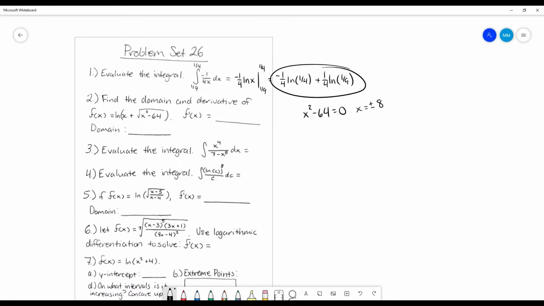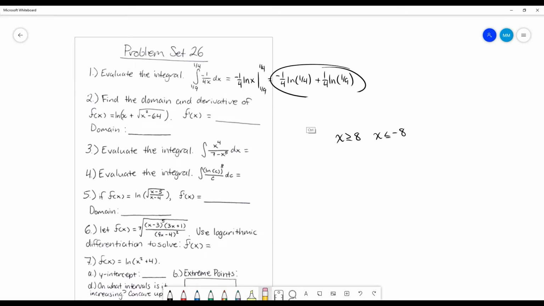Because, say, for example, x is positive 4. Then I'm going to have 16 minus 64 inside my square root. That doesn't work because that ends up being negative 48 inside that square root. Same thing if I have maybe like a negative 4 squared, right? That's still going to be 16 minus 64, which is then negative 48. And again, we cannot have that. So I know that x has to be greater than or equal to 8, or less than or equal to negative 8, just based on that radical alone.